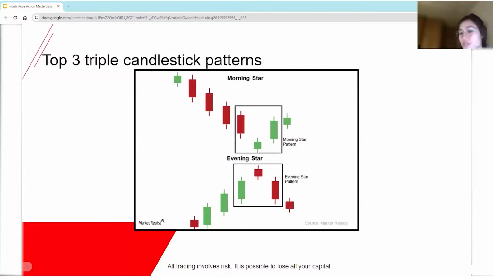Okay, so obviously the opposite is true. For an evening star, we have a long bullish candle here, indicating a strong uptrend. Then we have that same doji candlestick here, showing indecision in the market. And then the last candlestick is basically a long bearish candlestick that closes well into the body of the first candlestick, which we see the same thing happening here.